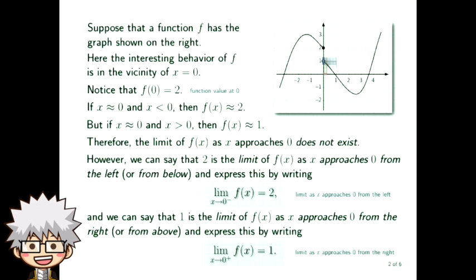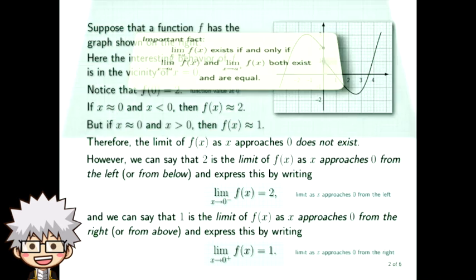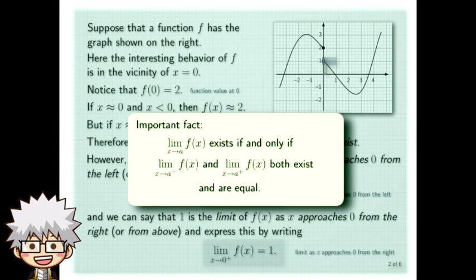This example illustrates a very important fact about limits. The limit of f of x as x approaches some number a exists if and only if both of the one-sided limits as x approaches a exist and coincide. That is, if and only if f of x approaches the same number as x approaches a from both the left and the right. When this happens, the limit equals the common value of the one-sided limits.